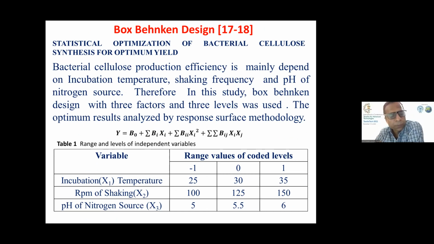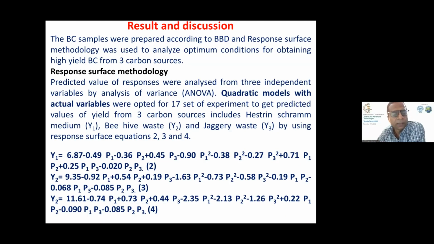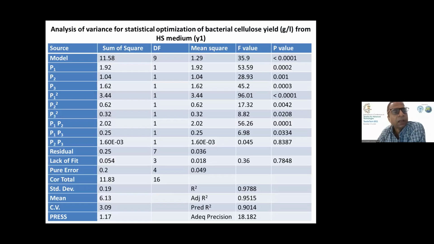So these were the three process parameters which we have opted: incubation temperature, shaking RPM, and pH of nitrogen source. The levels were 25, 30, 35 for temperature, 100, 125, 150 for shaking RPM, and 5, 5.5, and 6 for pH. So this is the sample planning. All 17 samples have been prepared for all three cases to optimize the process parameters for better yield using these agricultural-based wastes. And these are the surface response equations which we got in this case.